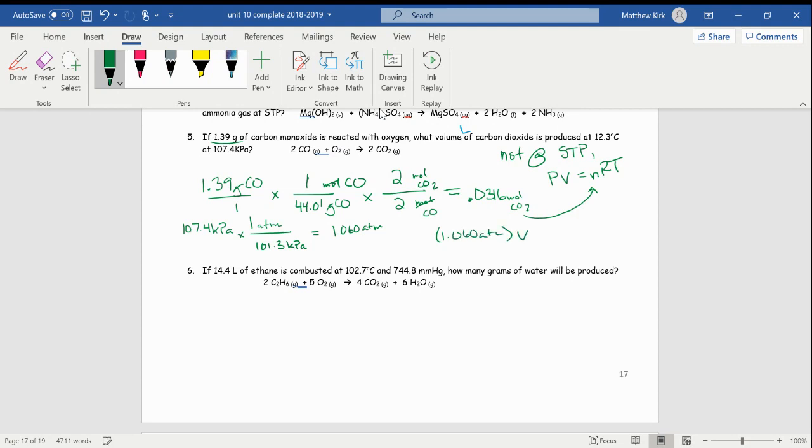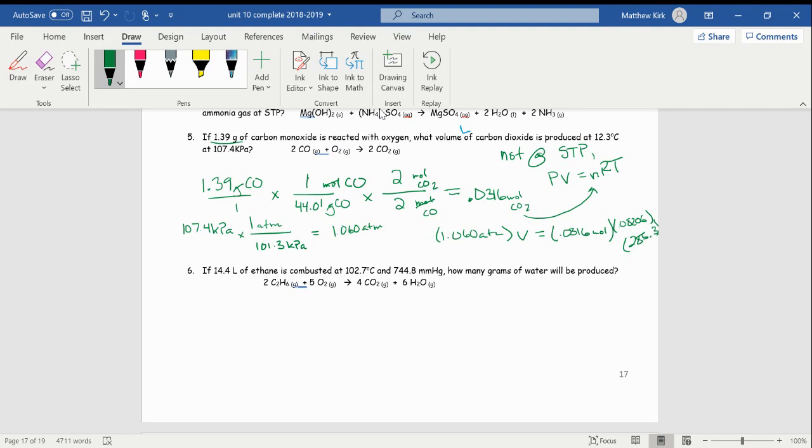I'm trying to find my volume. I have 0.0316 moles of CO2. R I know is 0.08206. I'm going to squish this together a bit here. Temperature 12.3, but that's Celsius. So I have to add 273 to that, right? Convert it to Kelvin. Temperature always has to be in Kelvin, so 285.3 Kelvin. So now we can do the math.